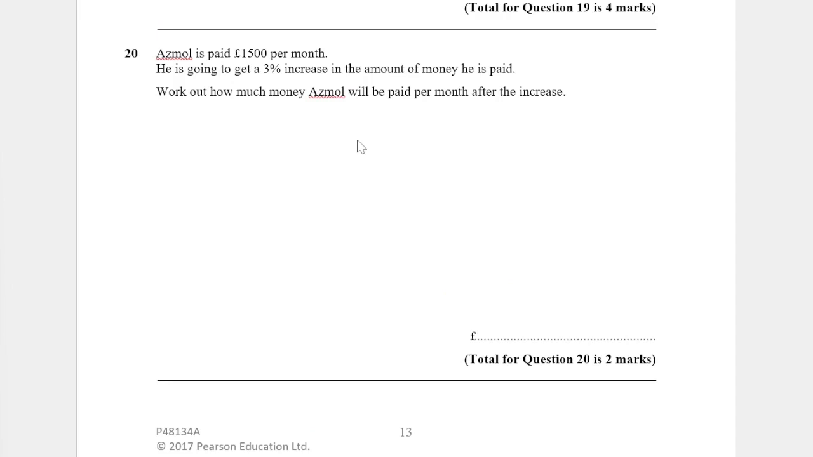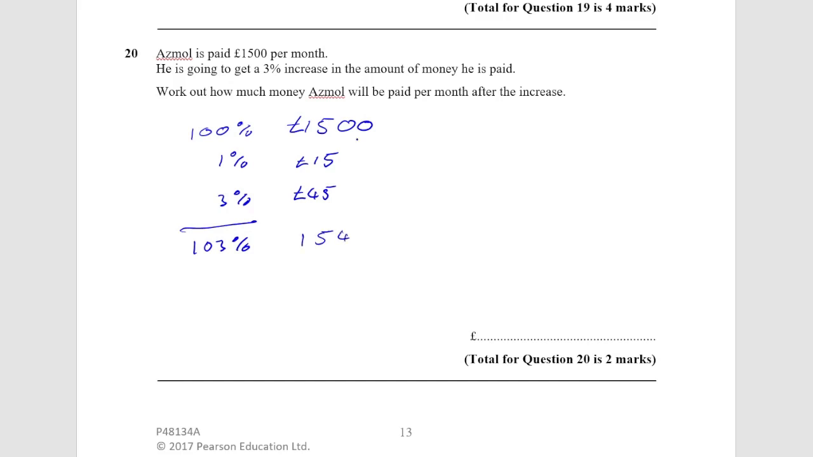Okay, question 20. Asmal is paid £1,500 per month. He is going to get a 3% increase on the amount he is paid. How much will he be paid after the increase? So non-calculator, so I would do it like this. 100% of the amount is 1,500. So I would go straight to 1%. 1% is knock 2 zeros off, £15. So 3% would be 3 lots of that, so £45. So his new amount is 103%, 100% plus the 3, so that plus that. So we're looking at 1545.